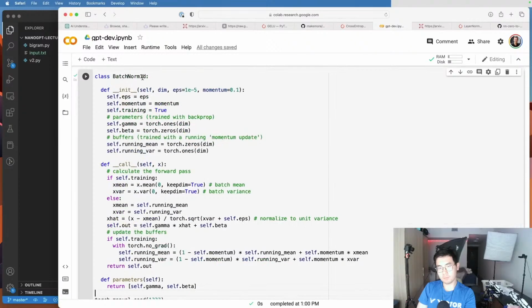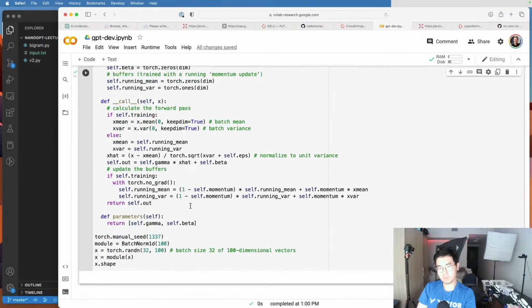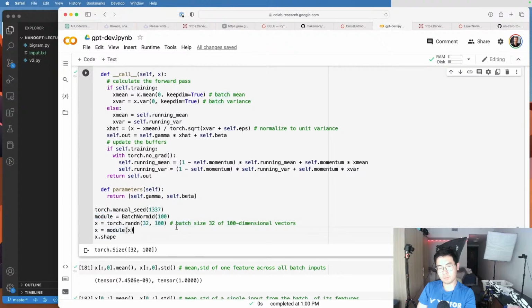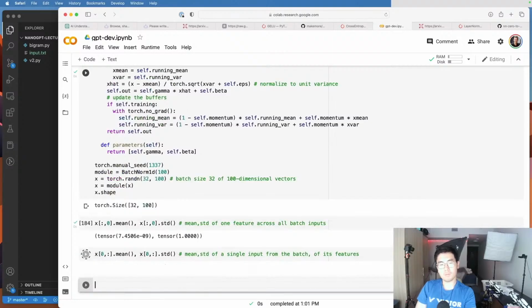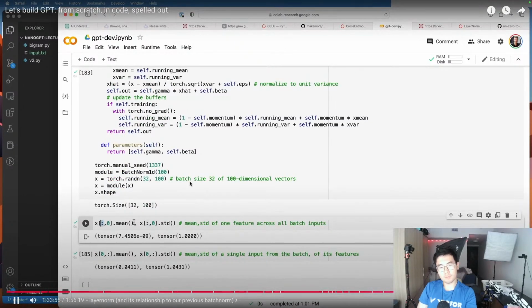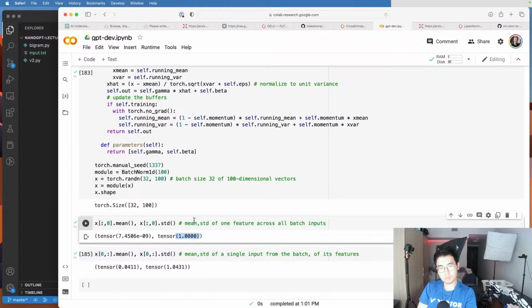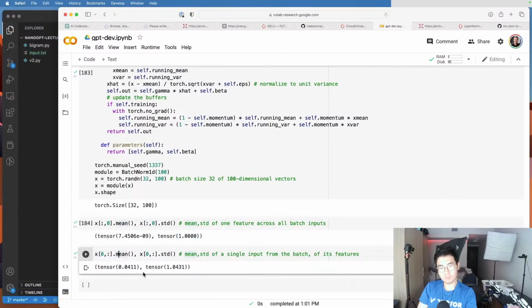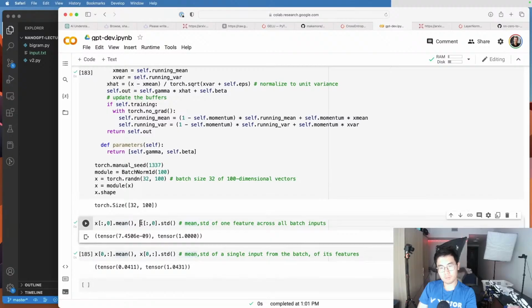So what I did here is I'm copy pasting the batch norm 1D that we developed in our Make More series. And see here we can initialize, for example, this module, and we can have a batch of 32 100-dimensional vectors feeding through the batch norm layer. So what this does is it guarantees that when we look at just the 0th column, it's a 0 mean, 1 standard deviation. So it's normalizing every single column of this input. Now the rows are not going to be normalized by default because we're just normalizing columns.